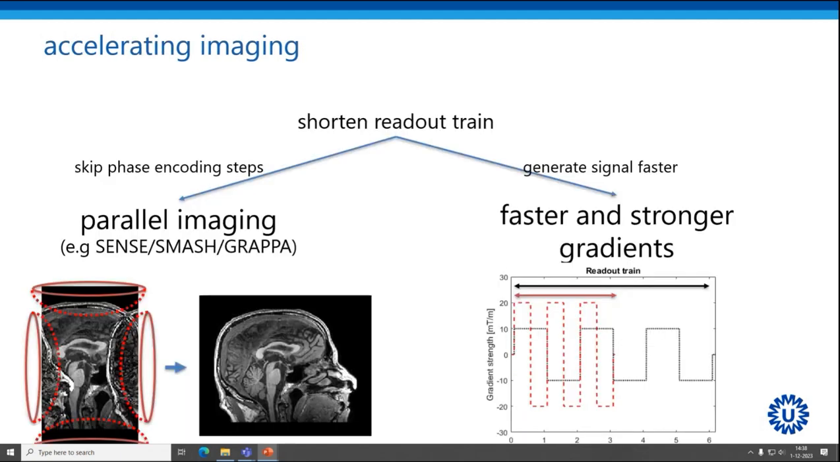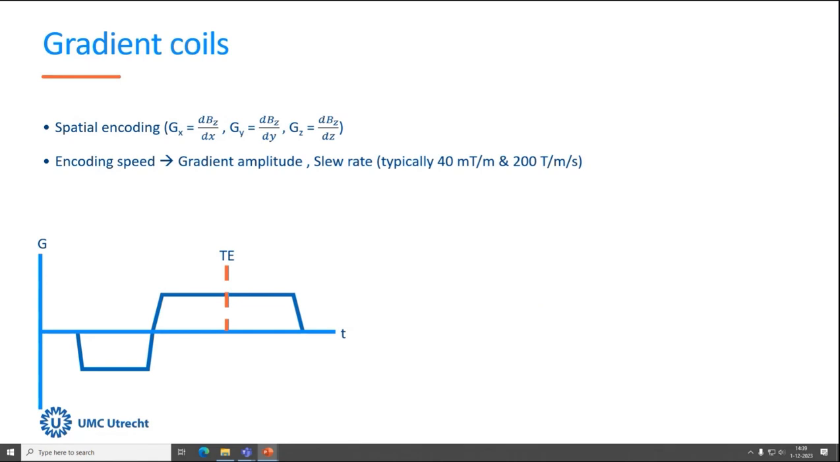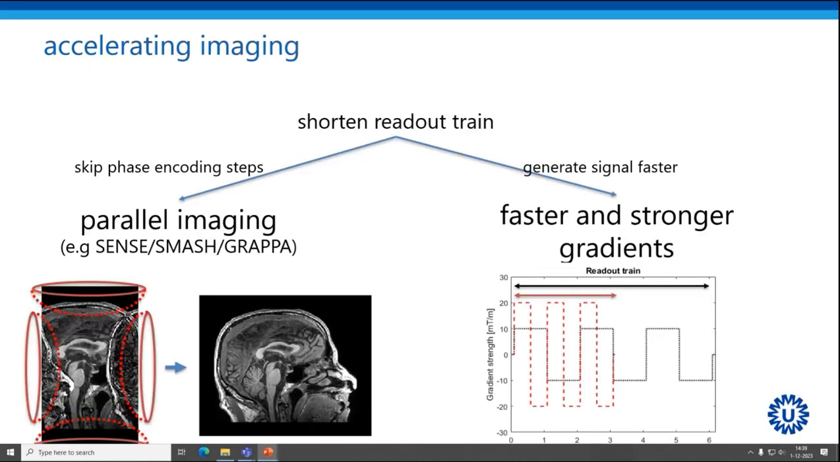Okay, and the time it takes to take an image depends on how fast you can play out these gradients, right? So if you want to go faster, you have to shorten your readouts, okay? You can either do that by accelerating techniques like SENSE, where you skip lines, and you have to fill k-space, and you have to fill the image. You can just skip some lines and fill that with information of your receive coils. That's called parallel imaging.